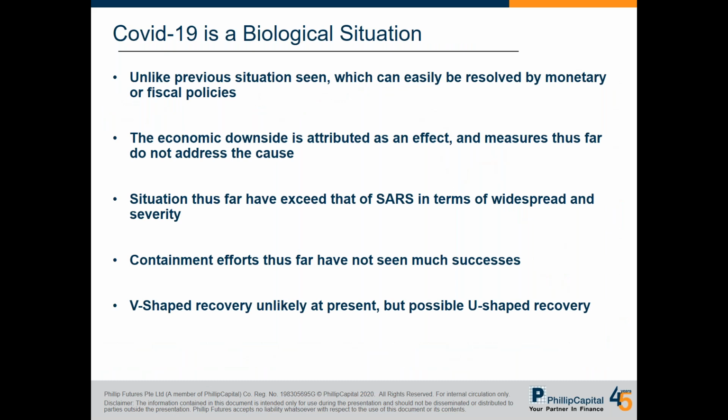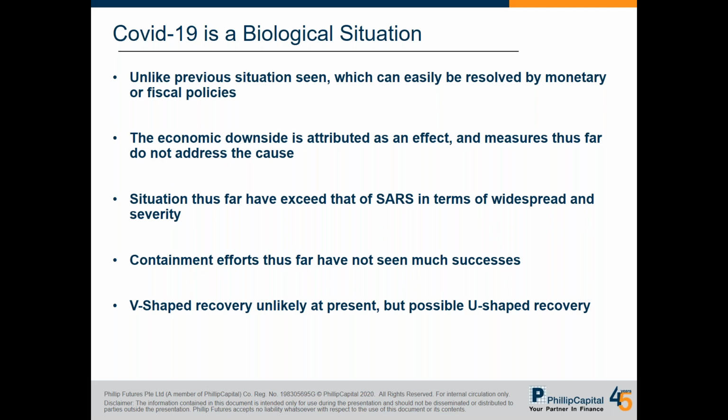So right now, we also know that COVID-19 is actually a biological situation. It's unlike the previous situation we have seen, which can be easily resolved by monetary or official policies. Like for example last year, whereby we had the Sino-US trade war and everything. It can be resolved once a trade deal is fostered. But this time around, we noticed that the only way for this biological situation to be resolved is for a vaccine or medicine to be invented, and with the medical success, then we can address the root of the problem and solve the situation. So right now, we notice that the economic downside is more of an effect and not a cause.